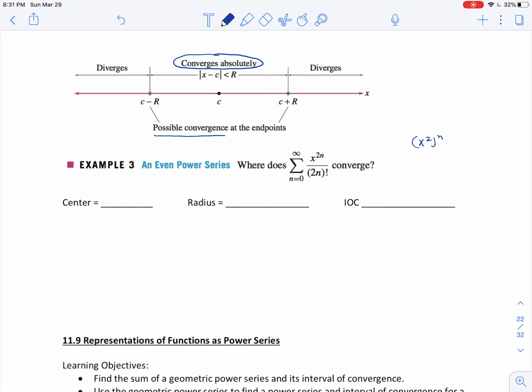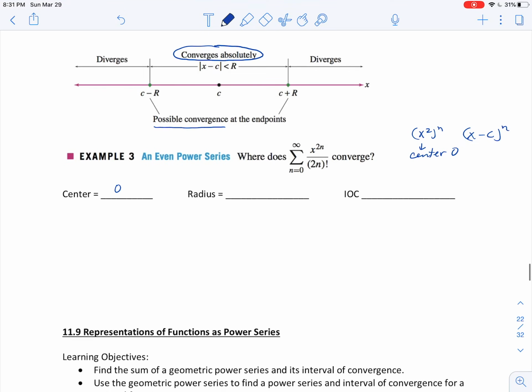Now notice it's x squared to the n. It's not x minus c to the n. So this still has a center of 0, believe it or not. It's not shifted. Now, let's see if we can apply the ratio test.